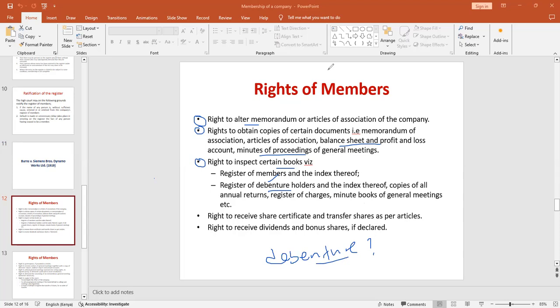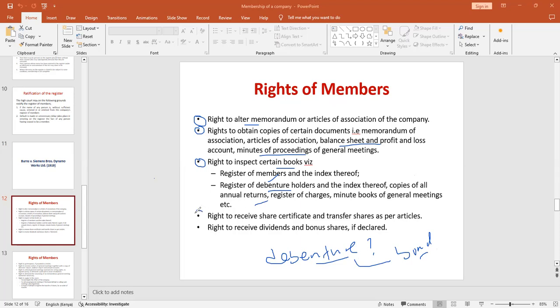So debentures are debts, right? Good. Which kind of debt? Basically the long-term debt. Okay. So a good example in the government is what you call a bond. So a bond is just a debenture, but from a government point of view. So if there are people with long-term debts, there's that register. You can inspect that, okay? Copies of returns and all that stuff.